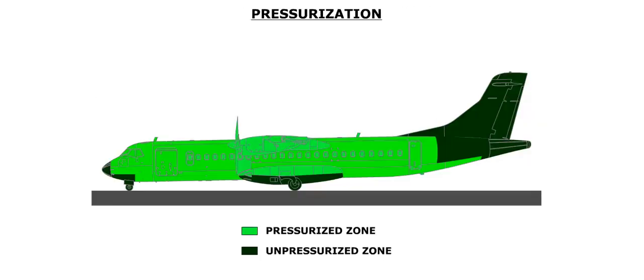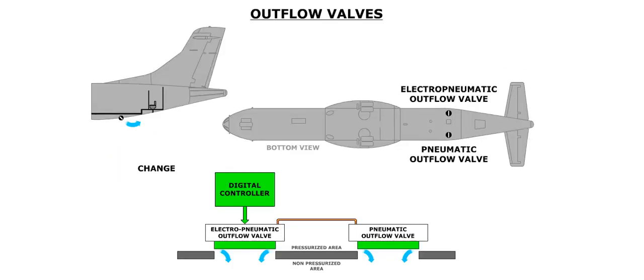This diagram shows the areas of the aircraft that are pressurized, and the areas that are not. 2 outflow valves are used to control cabin pressurization and cabin rate of change. One outflow valve is an electro-pneumatic valve, and the other is a pneumatic valve. The outflow valves are located on the bottom, aft portion of the fuselage, just forward of the aft entry door.